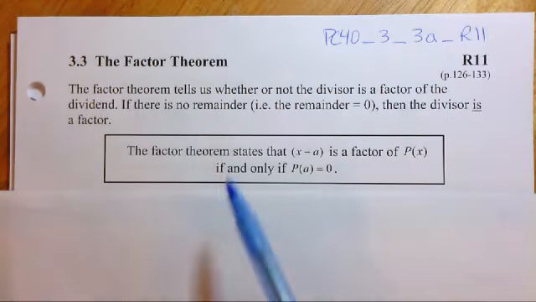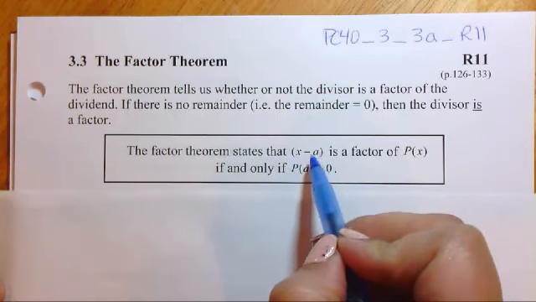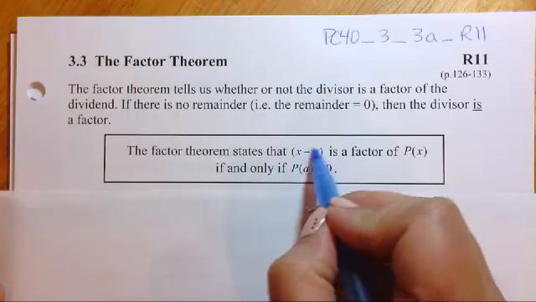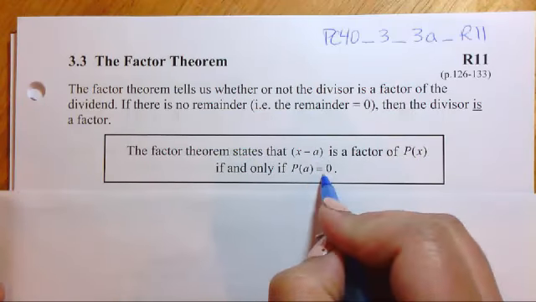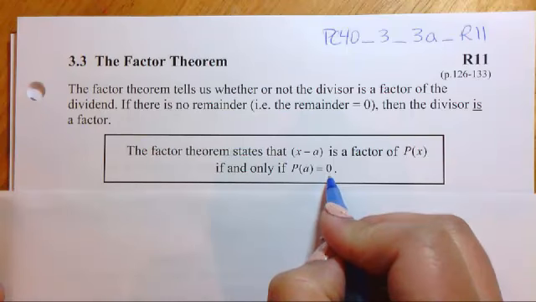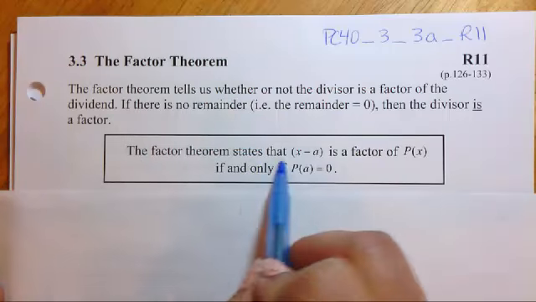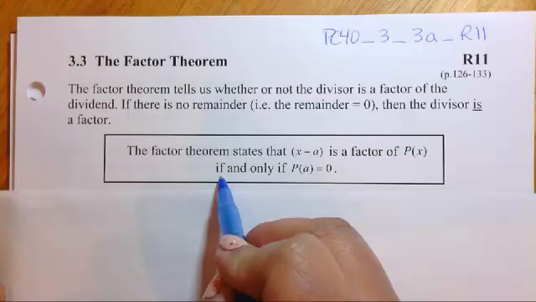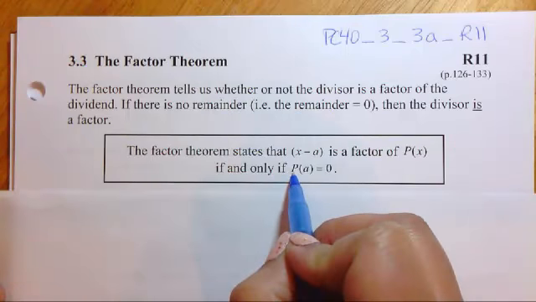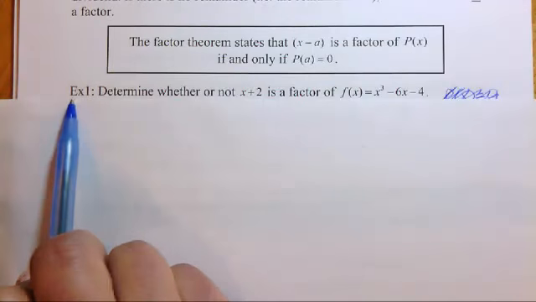So, you know how we were looking at x minus a, we were looking at whether or not something is a factor. You take that a value and you plug it into your polynomial. If you get it equal to 0, that's when it is a factor. So the factor theorem states that x minus a is a factor of p of x if and only if p of a is equal to 0. Okay, so let's look at this example here.